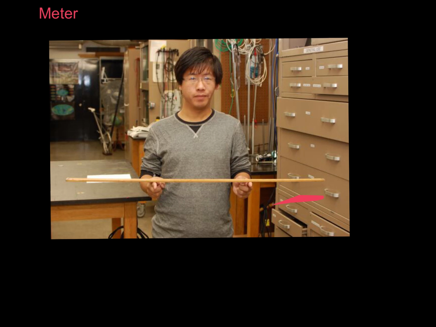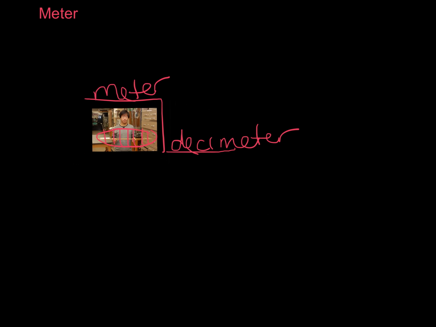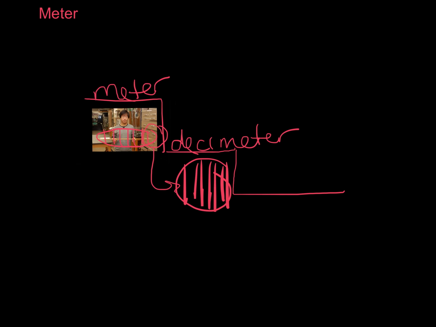Now, once we got the meter, we were able to increase or decrease the size that we want. So, first up, meter. And if we divide it by 10, if we take this meter stick and we section it off into 10 parts, we will get the decimeter. And then, if we want to section one of those sections off into 10 little pieces, each one of those pieces is a centimeter.